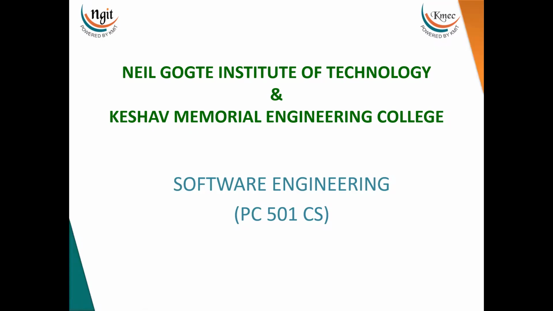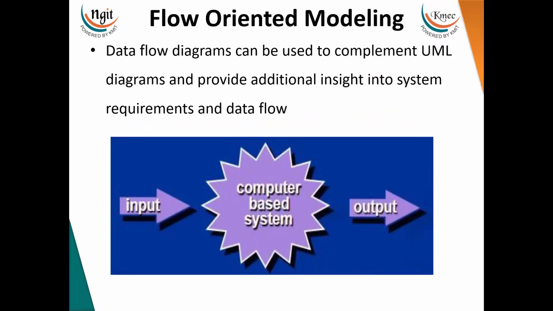So today we are going to talk about flow-oriented modeling. What is flow-oriented modeling? Basically, data flow diagrams can be used to complement the UML diagrams and provide additional insight into system requirements. So it is complementing the UML diagrams, which means it is going to provide some kind of extra information, even complementing the existing UML diagrams.